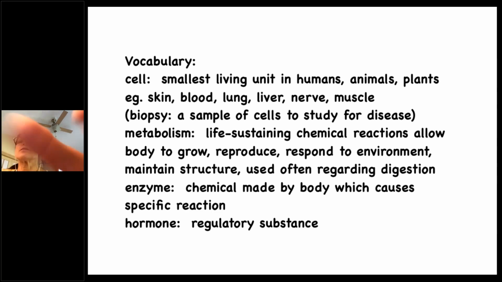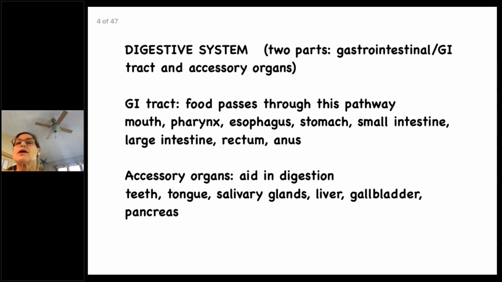Hormone is a regulatory substance, like insulin, for example. Our first system, the digestive system, and there are two parts to it: the gastrointestinal tract, which is abbreviated as GI, which is where the food actually passes through, and the accessory organs. The accessory organs help in digestion, but the food doesn't go through them. They contribute to the process, though. I'm going to show you a picture of the GI tract after this.